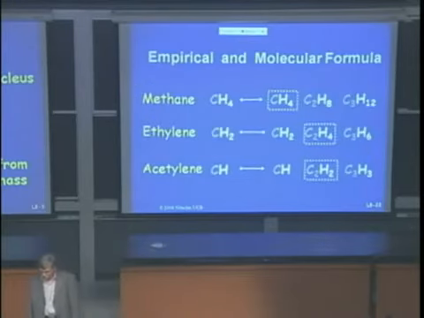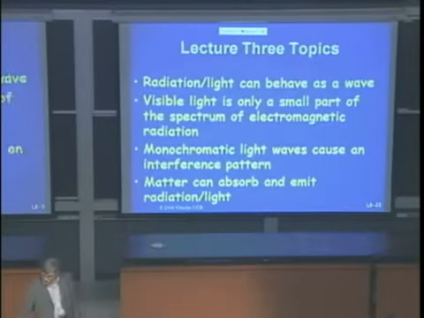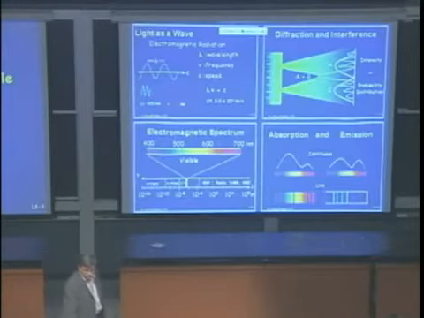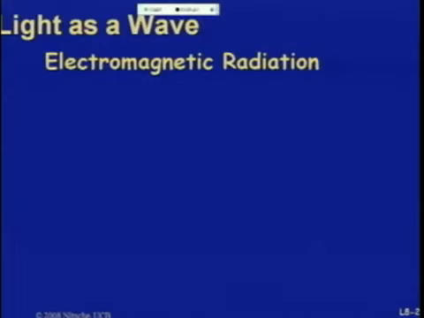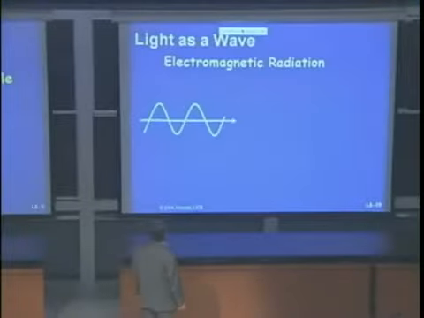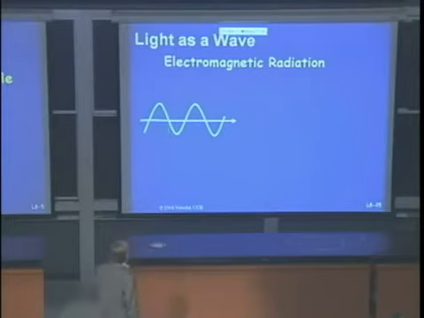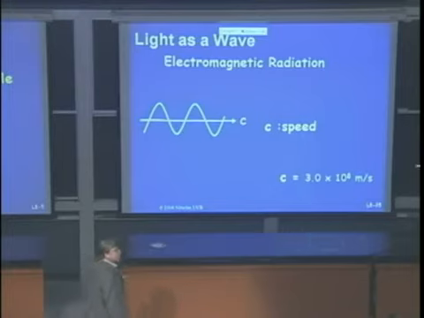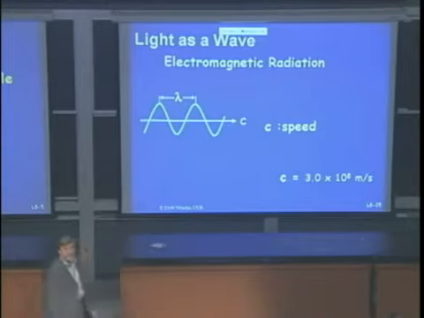Let's see what is, yeah, I gave you that. So lecture 4 topics. So we have seen light can be electromagnetic radiation. We know that. It's a wave. It travels with the speed of light. And the speed of light is 3 times 10 to the 8 meters per second. And it has a wavelength, lambda. That's from crest to crest, one full wavelength.